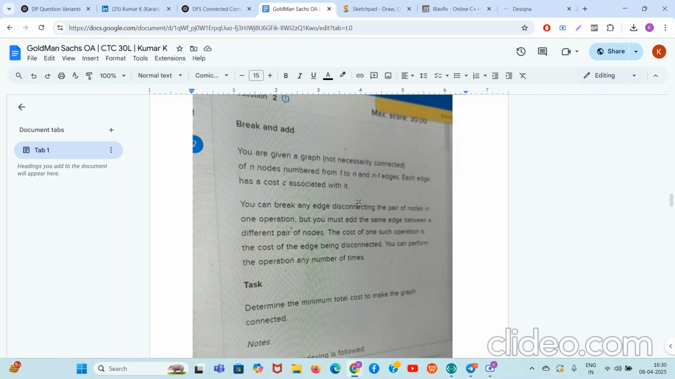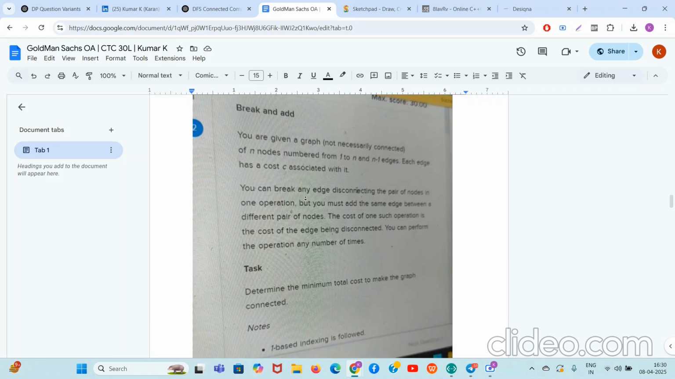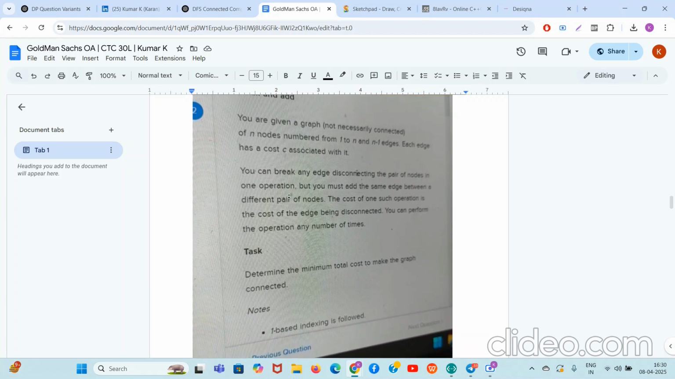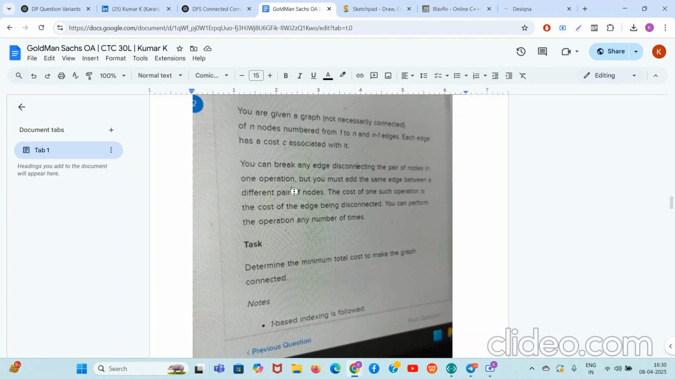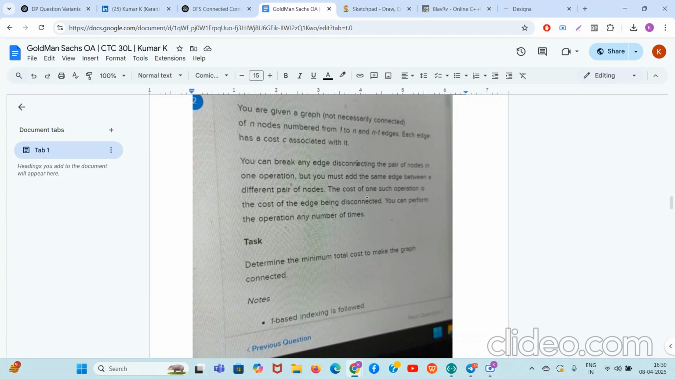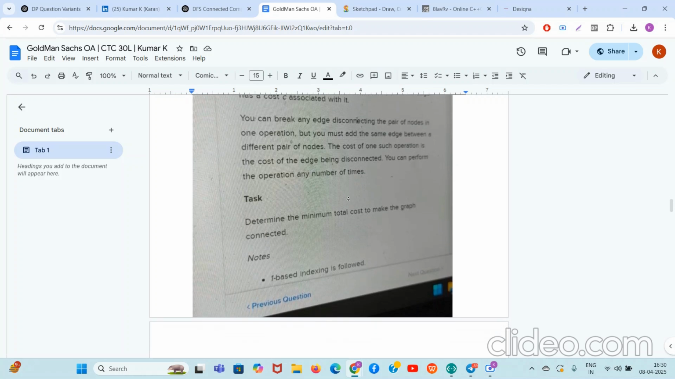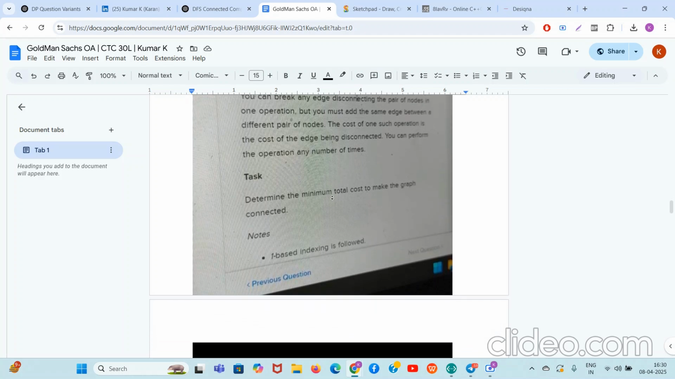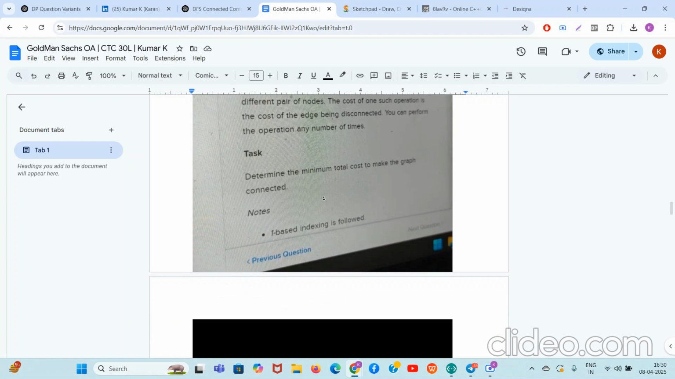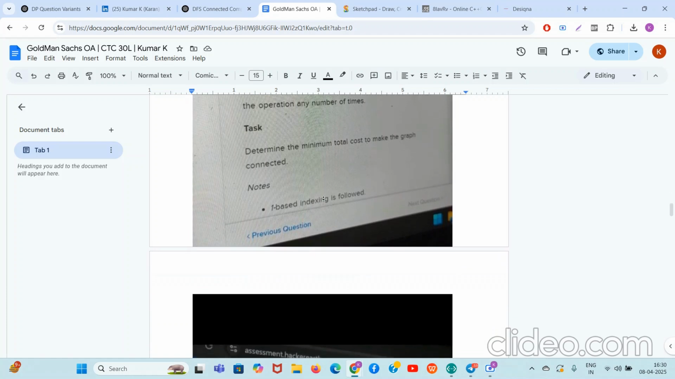Okay. You can break any edge, disconnecting the pair of nodes in one operation, but you must add the same edge between a different pair of nodes. The cost of one such operation is the cost of the edge being disconnected and added again. You can perform the operation any number of times. Determine the minimum total cost to make the graph connected.